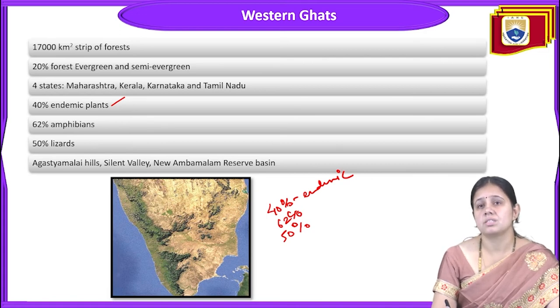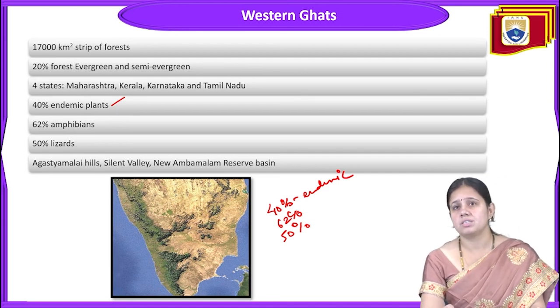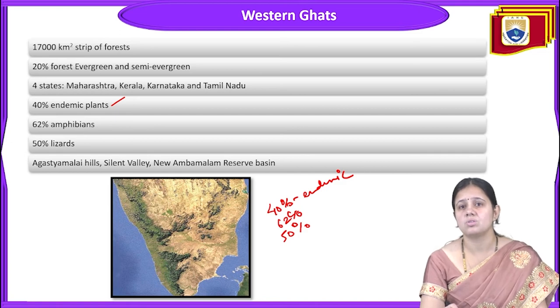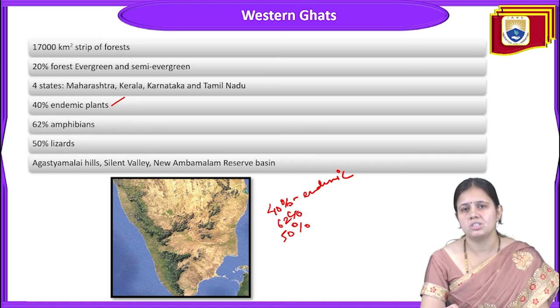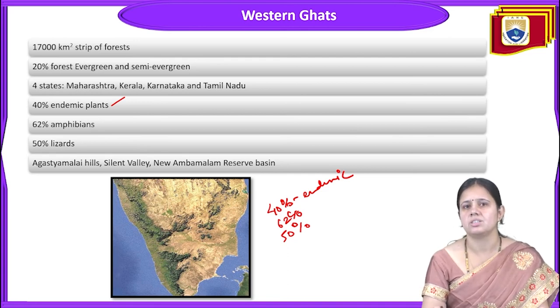This is all about the Western Ghat of India. The Western Ghat covers 4 states of India: Maharashtra, Kerala, Karnataka and Tamil Nadu. The lion-tailed macaque is found in the Western Ghat only, and it also comes under the category of endangered species. Many species of this area come under the category of endangered and critically endangered.